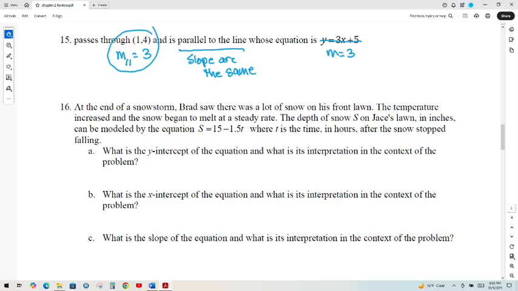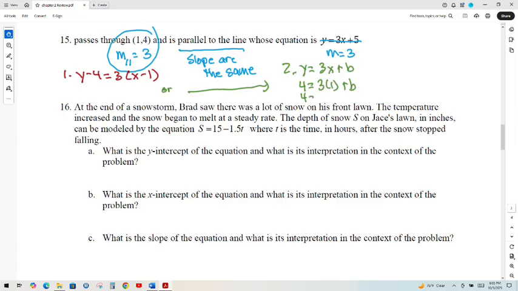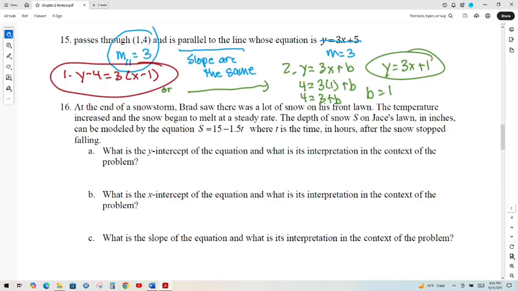So now we have a couple options. Again, we go the easy way out and say we have y minus 4 equals 3 times (x minus 1). Or again, if you prefer, using the other form of y equals mx plus b, you know that y equals 3x plus b. Plug the 4 in for y, 1 in for x, solve for b, you get b equals 1, and you end up with y equals 3x plus 1. And again, I would take either of those answers.